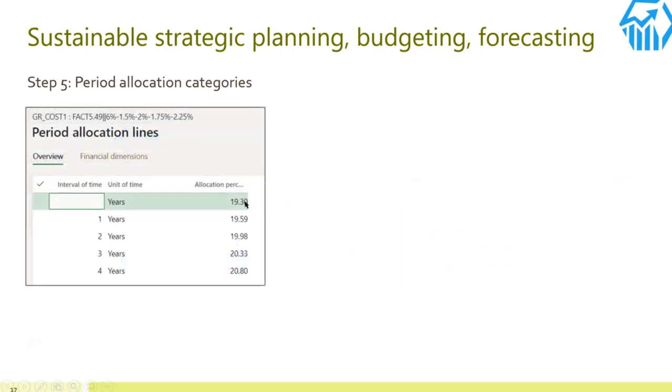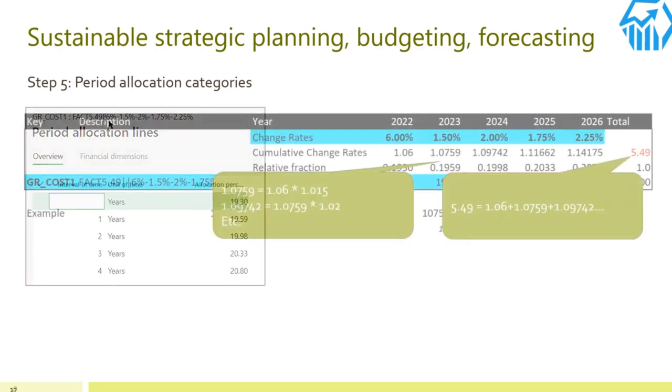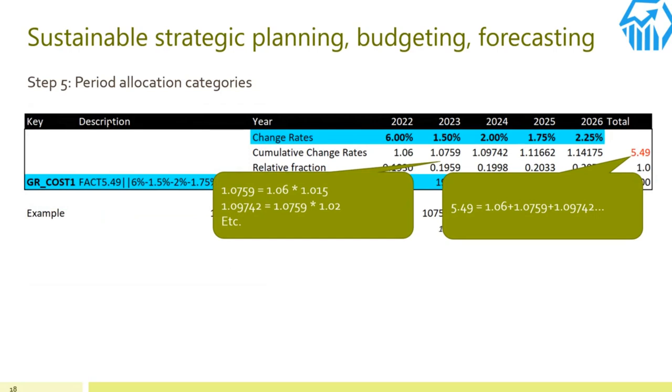The first one makes use of these percentages. And it assumes, and I put that in the name here, a growth rate or change of the cost of 6% in the first year, then 1.5%, then 2%, 1.75%, and 2.25%. And now the question is, how did I come up with these percentage values? Well, the next slide tries to explain this.